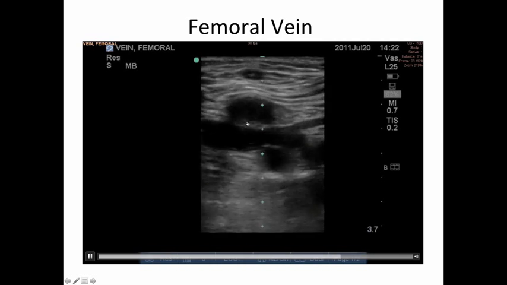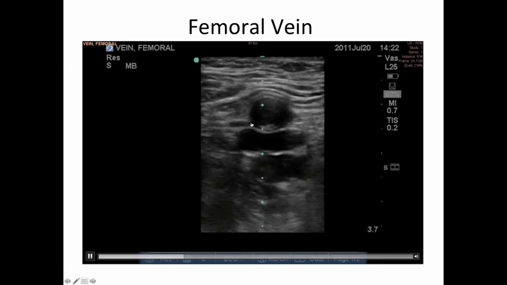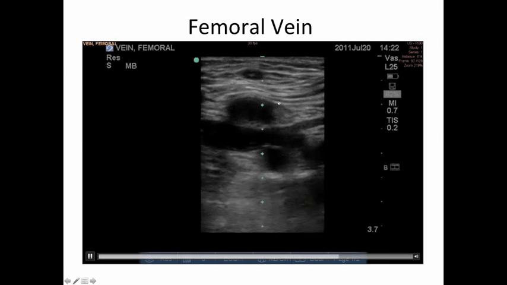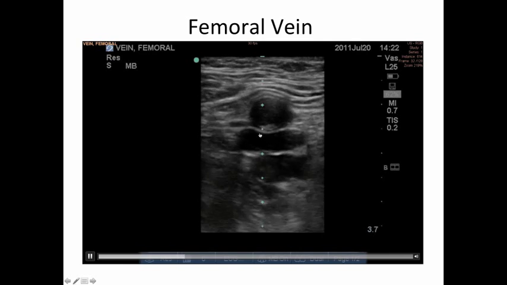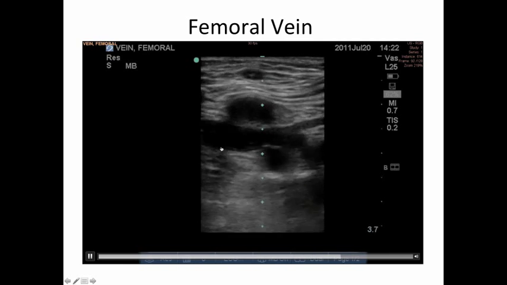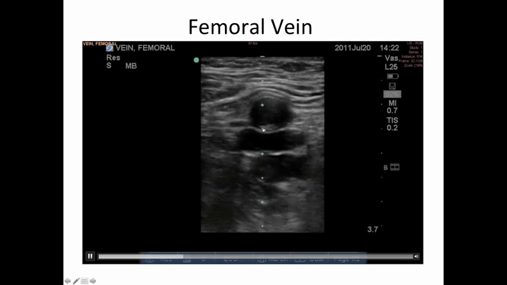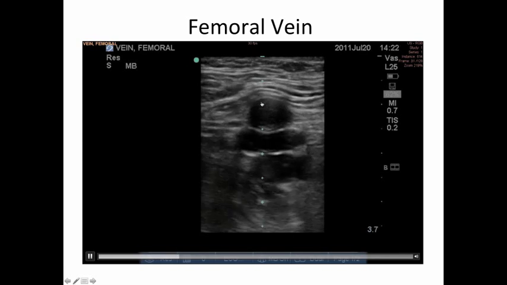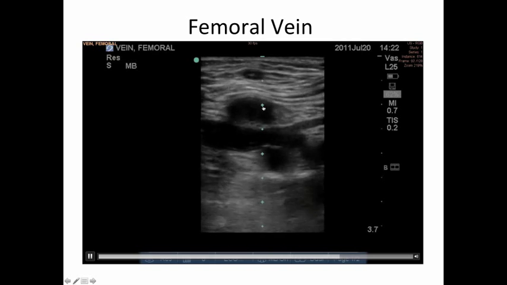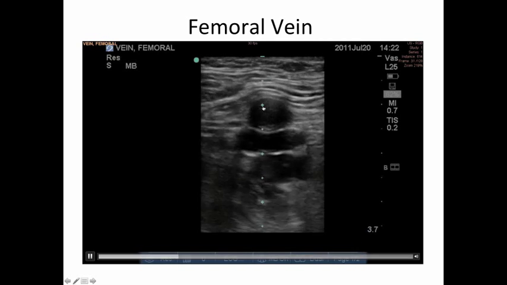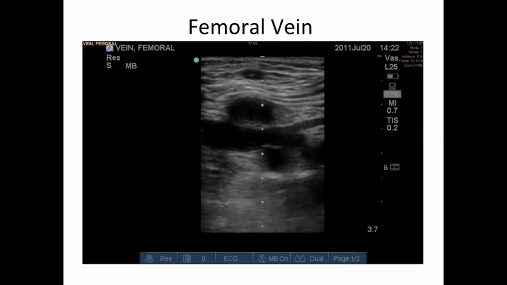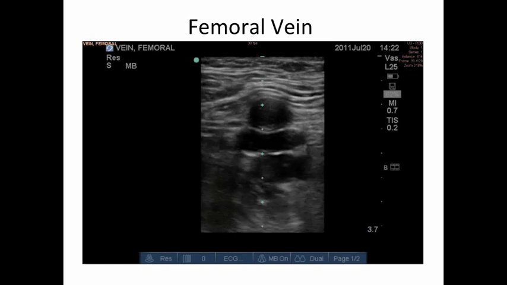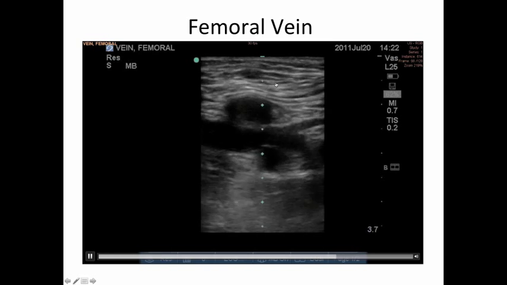The way you know this, again, is because this is a more circular structure as opposed to the vein, which is more ovoid in shape. Additionally, the walls of the artery are much thicker. And if you held this, there are some areas where you can see that there may be some pulsation. You may be able to see that better when you just hold the probe still as opposed to moving it up the leg.